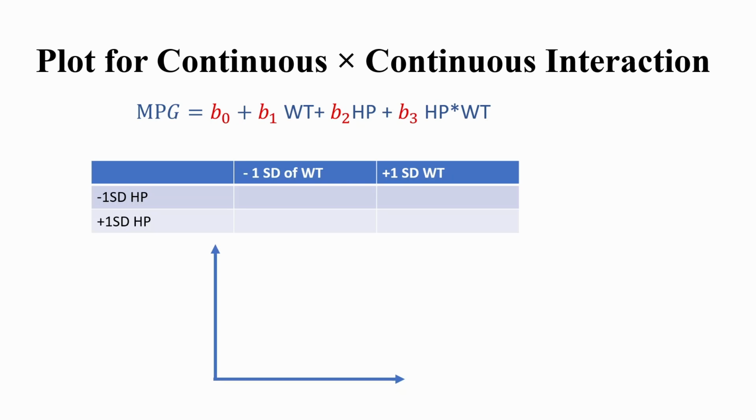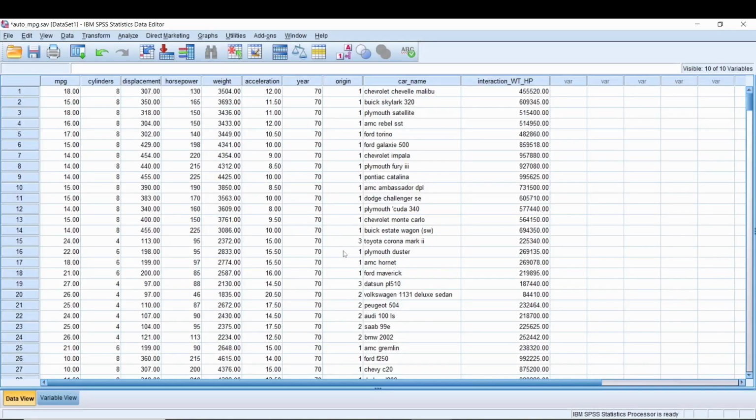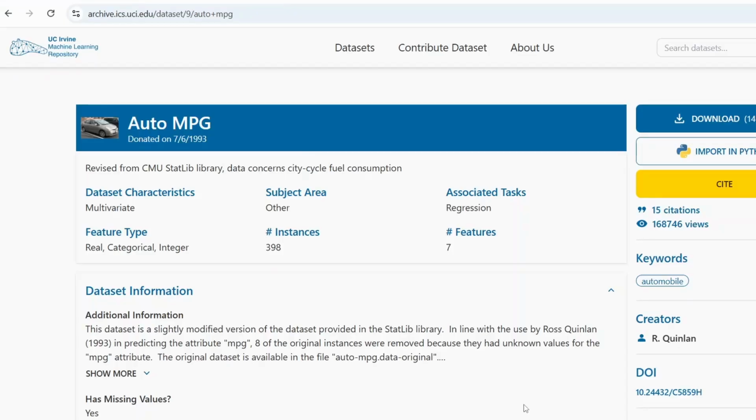Okay, so now let's shift to SPSS, and I'm going to use SPSS in this tutorial. So this is the SPSS. I'm going to post a link to this data set and you can download. I'm going to put a link down below if you want to look at this webpage to see more information about this data set.